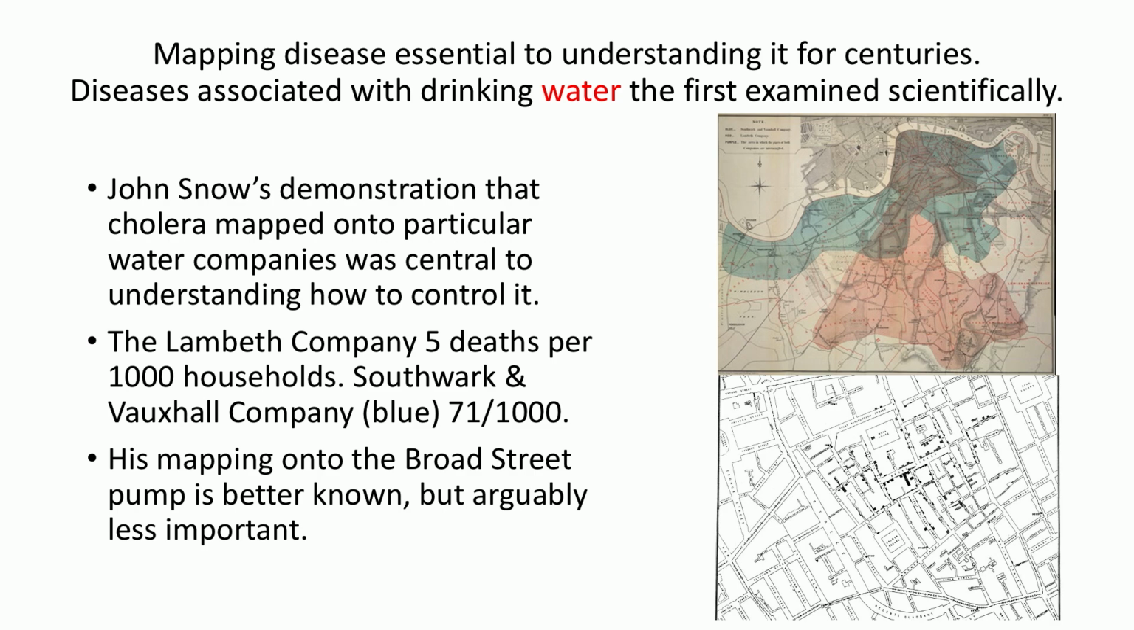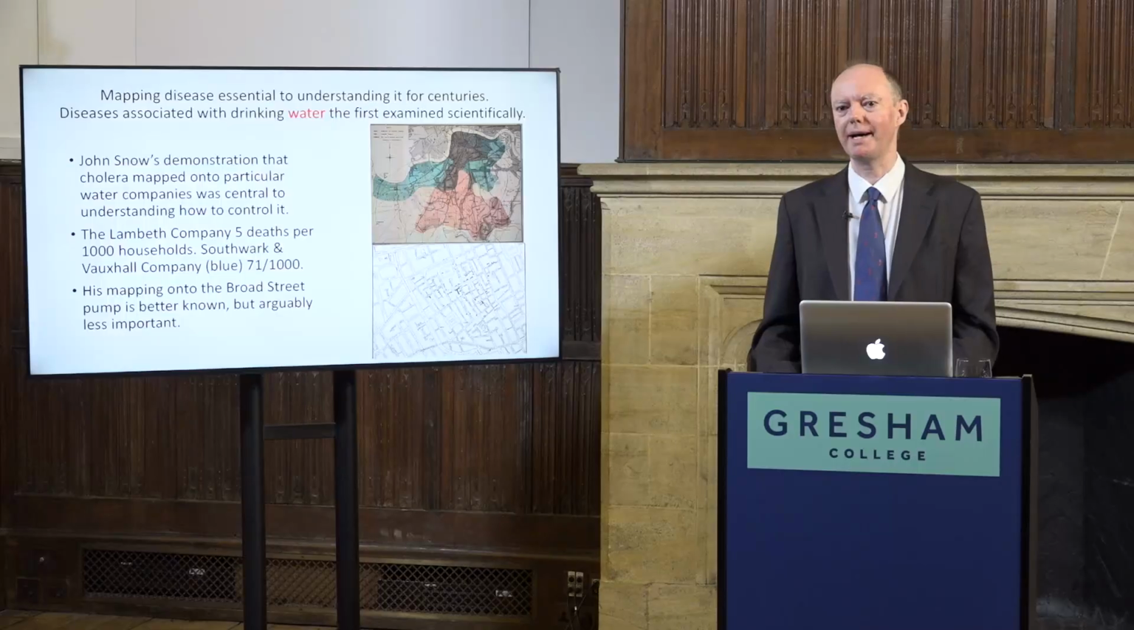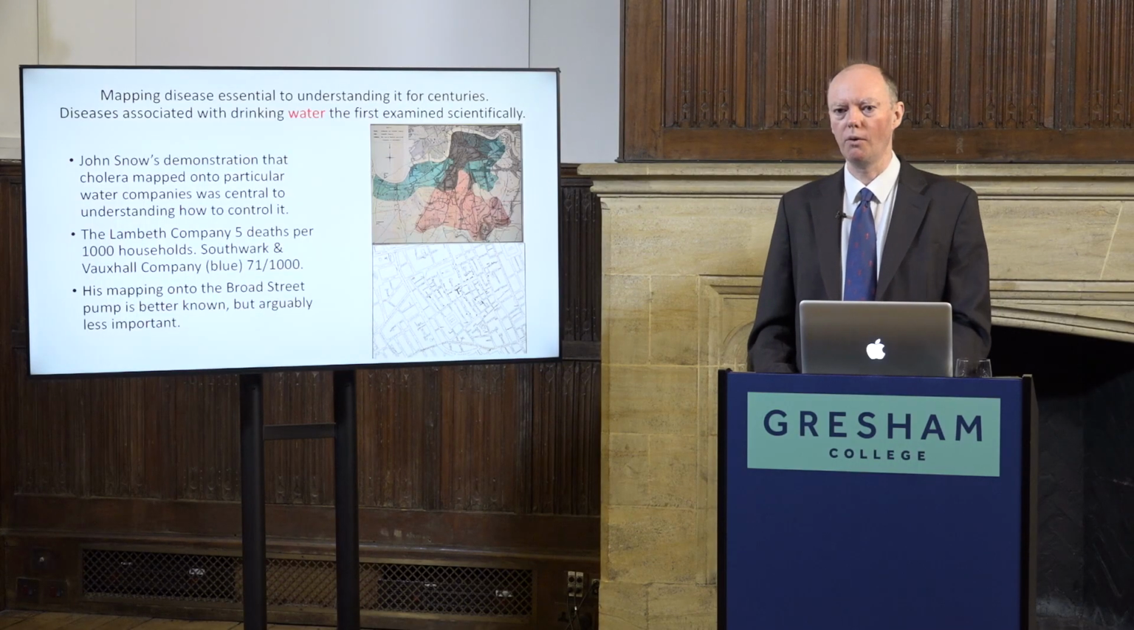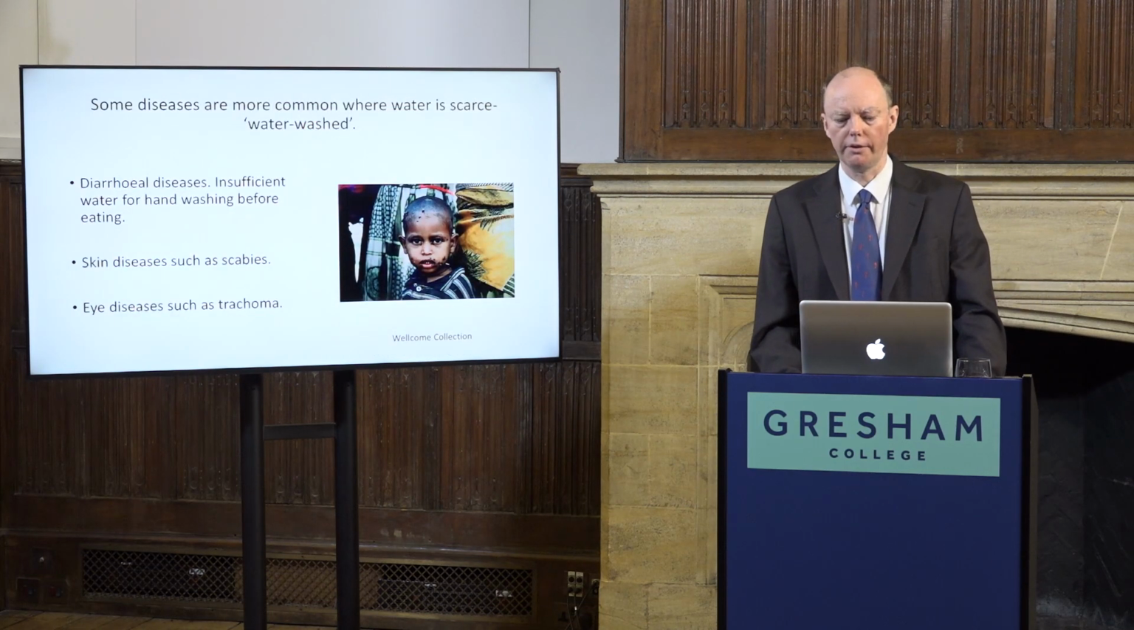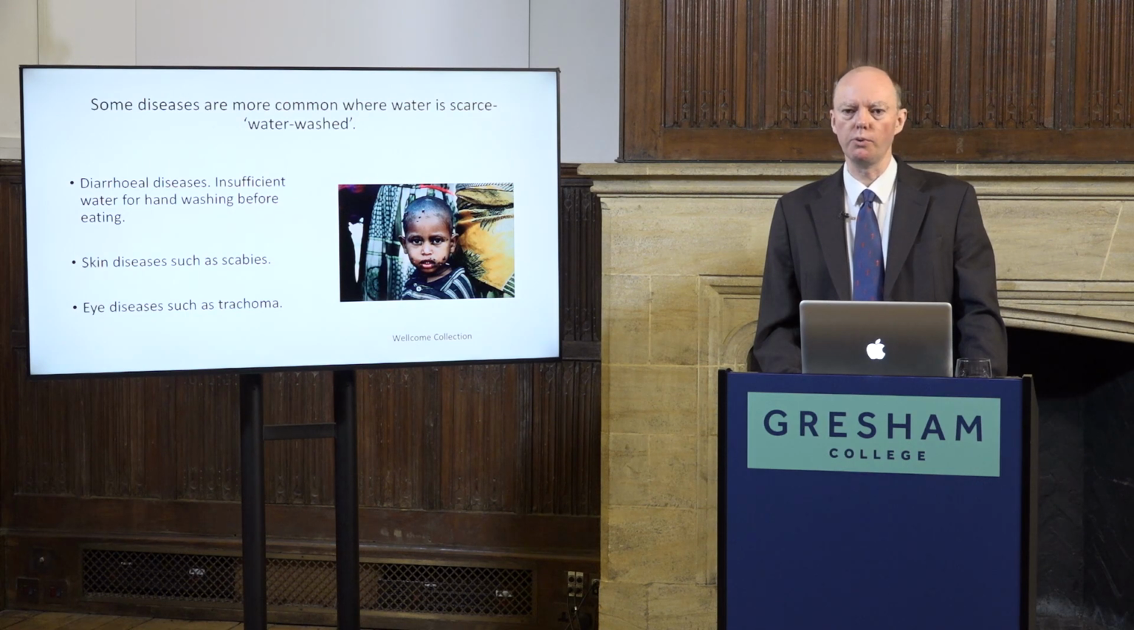And then he did something else, which is better known but arguably less important. He mapped cases in central London around Soho onto a map and demonstrated that this was centred on a pump, the Broad Street pump in Soho, and he rather theatrically removed the handle and the cholera went away. In fact, it had been going away slightly before that. So this was a demonstration where mapping the disease helped tell you something about it and also helped tell you what you should do about it.